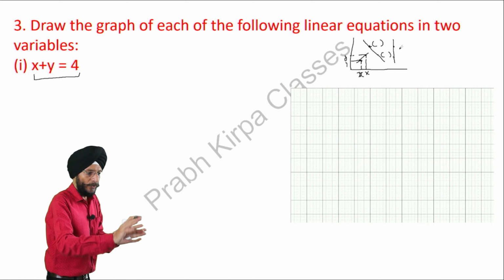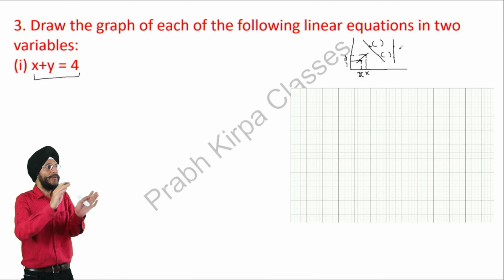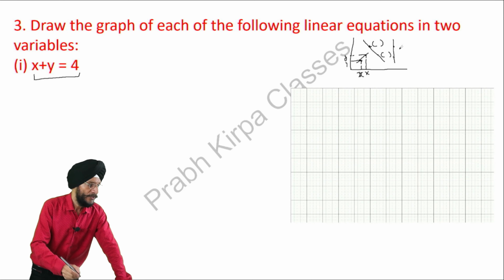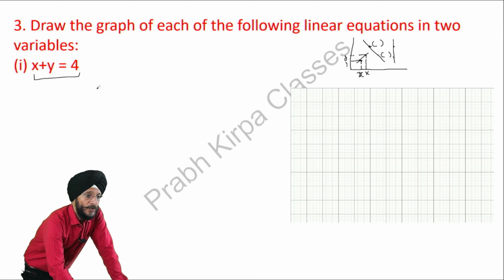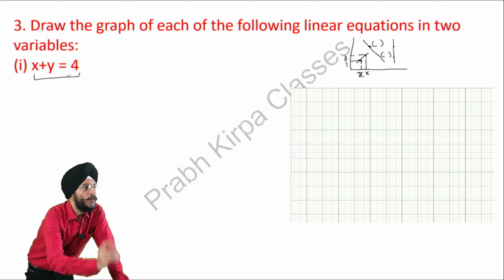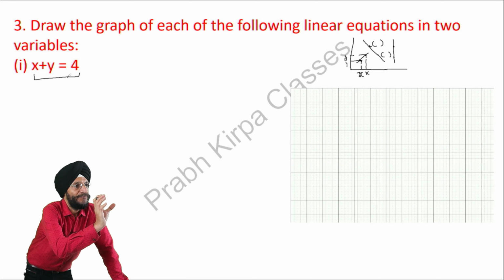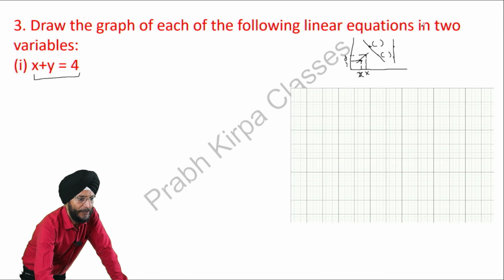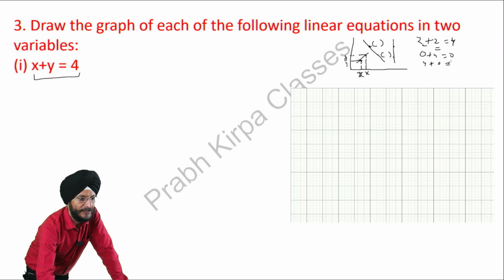You are not to write this in the exam. I am only explaining the concept of how we will solve the question. So we will have to find two values of x and y which satisfy the equation. For the purpose of example, we can say that x plus y is equal to 4: the value of x is 2, y is 2. It can be 0 plus 4, or 4 plus 0, or anything else.